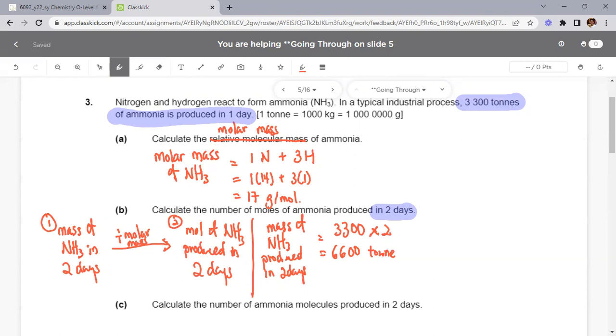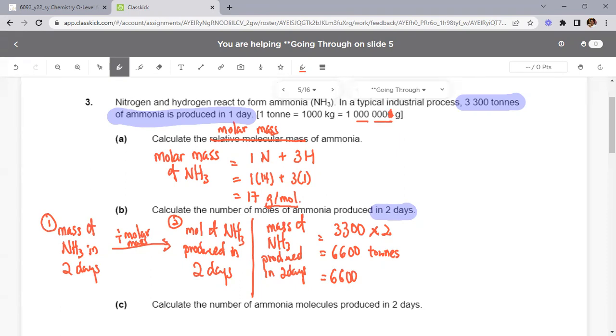Now, the interesting thing is this. Your molar mass is grams per mole. I cannot use the unit tons because tons is not grams. You cannot just use tons and divide. So you need to convert the tons to grams. They say 1 ton is 1,000 kg, and 1,000 kg is 1 million grams, right? So 6,600 tons is also equivalent to 6,600 followed by another... Sorry, I got a calculation error. Can you please cancel this one? There are only supposed to be 6 zeros.